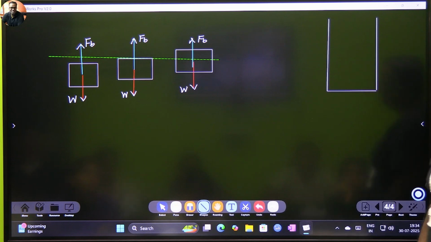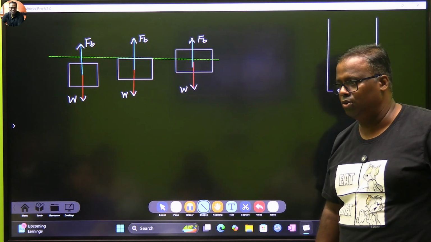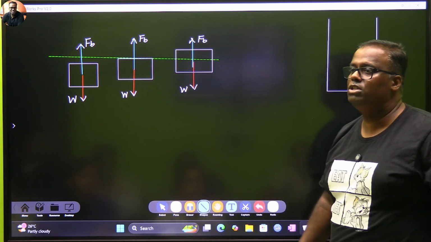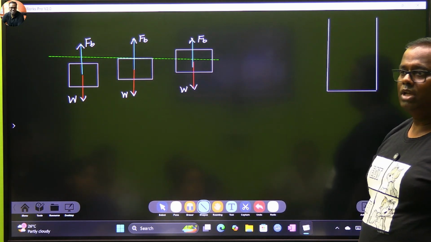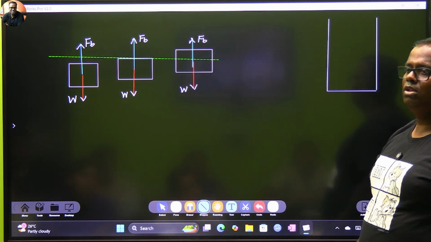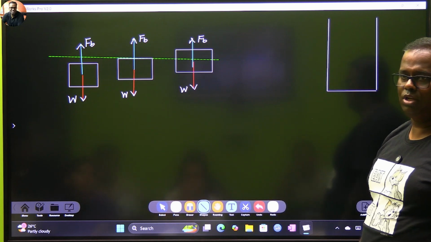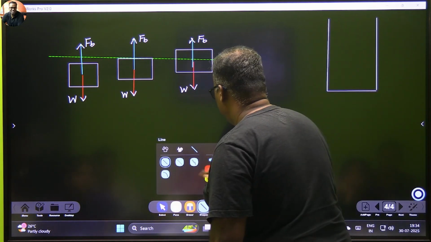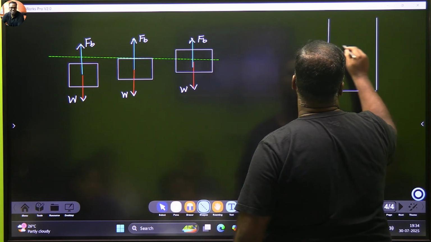What is the volume of a sphere? 4/3 pi r cube. Now I have a potato, aloo, and I tell you what is the volume of aloo. Can you tell me what is the volume of aloo? The volume of aloo you don't know, because aloo does not have any shape. So the best way to find out the volume of aloo is what? That you take a measuring cylinder and fill it with water.